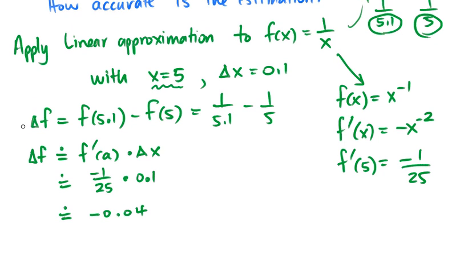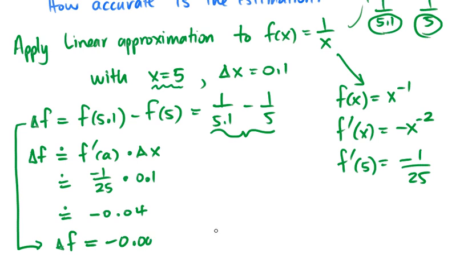Now if we grab the calculator and calculate exactly what it's worth, the change in f is exactly, and I get a value of negative 0.0039215686, and a bunch more decimal places. And you'll see that our approximation and our exact value aren't off by that much.